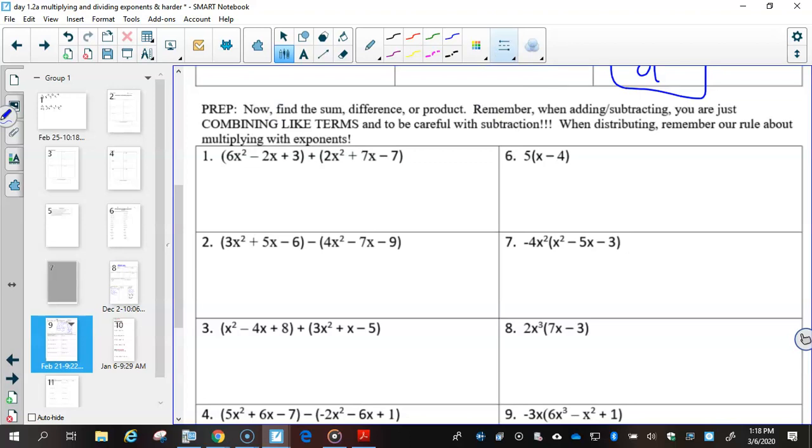For number 1, you need to understand that this is one of your polynomials and this is another, and we are adding these two together. But in order to add them together, we are just combining our like terms. There are 2 ways to go about doing this. One of them is to put them on top of one another so that they're vertical.